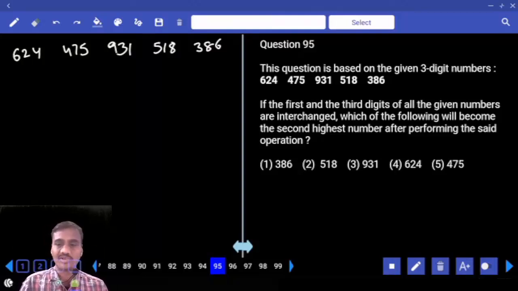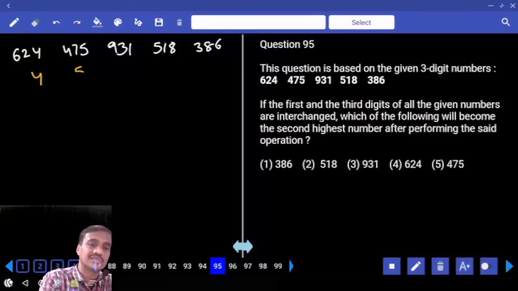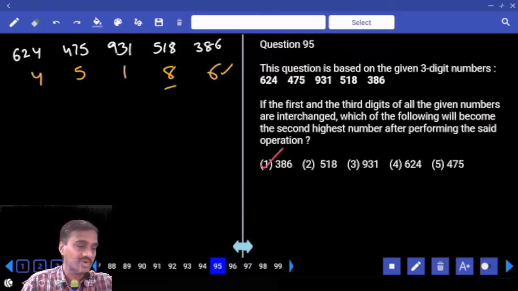Which of the following will become the second highest number? The second highest number is based on which digit? The first digit. And which digit comes into the first place? The last digit. Now among the last digits we need to find out which is the second highest. 186. 8 is highest, 6 is the second highest. What is your answer here? 386, choice 1, question number 95.